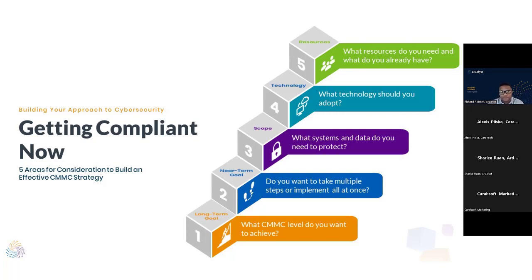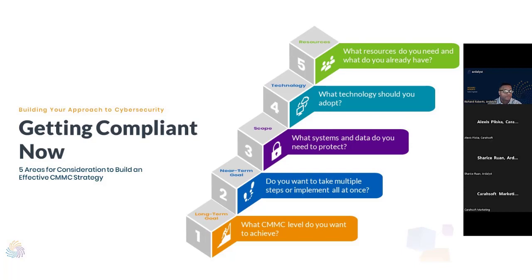Step 3, scope. What systems and data do you need to protect? I think we all understand that CUI is at the top of mind when we say what type of data do we need to protect. But is there proprietary data that's not necessarily categorized as CUI, but you also want to treat it like it's CUI because it's internal to the business and it's what sets you aside? Is there partnership or supply chain or supplier information that you want to safeguard because of the sensitivity of it? All things to consider.